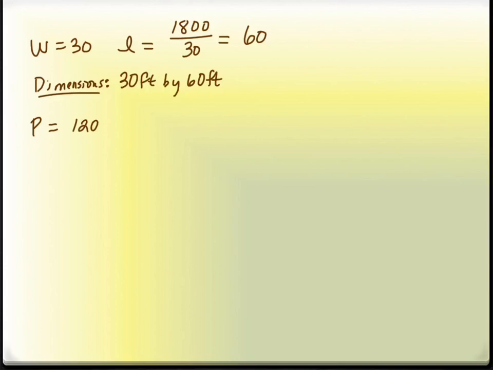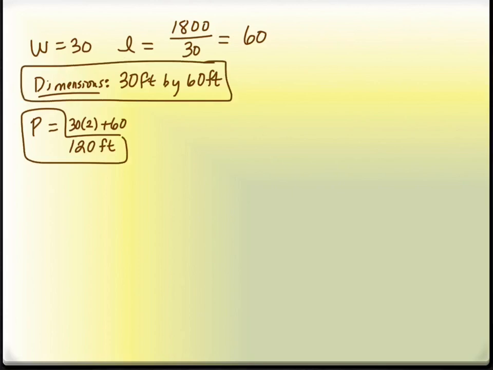And how did you get 120? Excellent. So I'm going to write that down. You had two lengths of 30 plus the length of 60, which gives you 120. 120 what? Feet, right. So this is my perimeter and my dimensions, and I solved the problem.